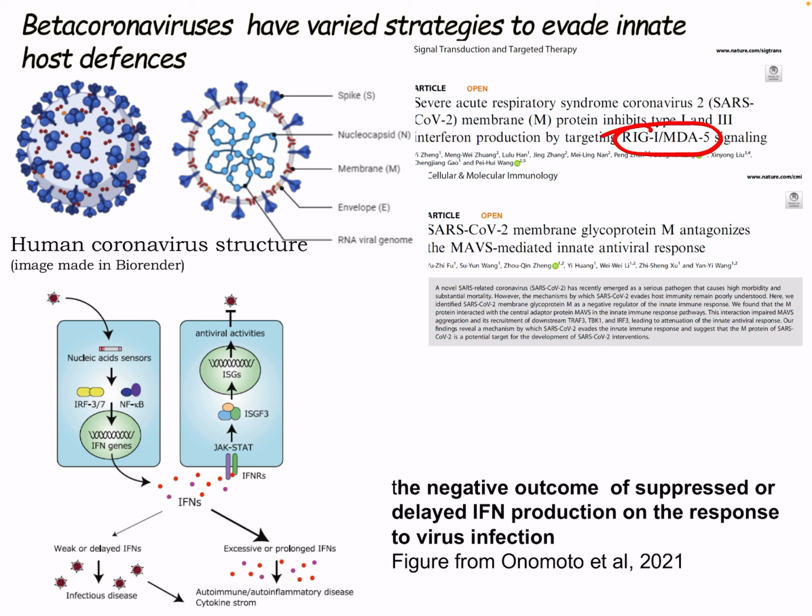So we can see here that RIG-1 and MDA5 are being targeted by the virus, affecting our interferon production, allowing the virus to replicate with much more ease. Essentially, the system is not able to keep it at bay as well as it should, but we can still have our adaptive response come in. But sometimes it can be too late. So here we can see the negative outcome of suppressed or delayed interferon production on the response to virus infection.